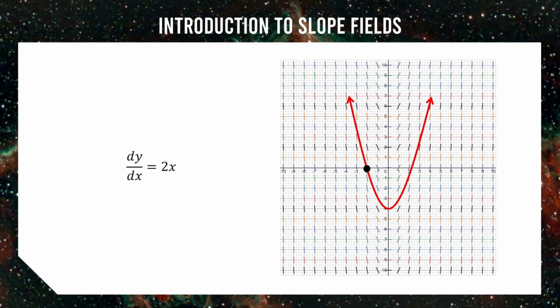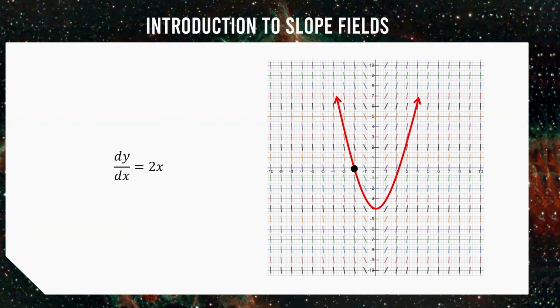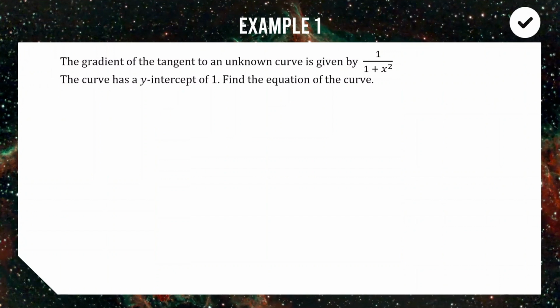Okay, let's go back to today's focus, which is just solving differential equations and getting comfortable with the algebra. Let's go on to another example. We have the gradient of the tangent to an unknown curve is given by 1 over 1 plus x squared. The curve has a y-intercept of 1. Find the equation of the curve.